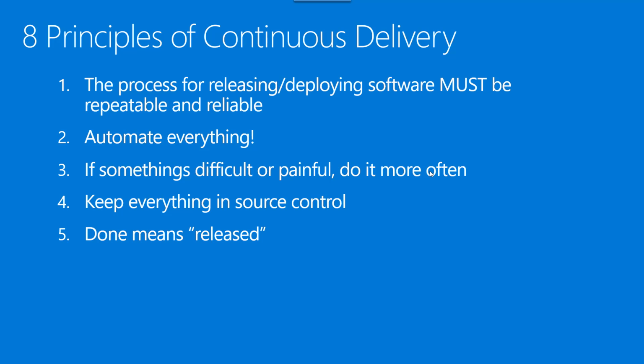Done means released. When we're talking about done, it means released. So when we're talking about continuous deployment and continuous delivery, it means delivery in production. Build the quality in. Again, quality not at the end, but starting from the beginning.